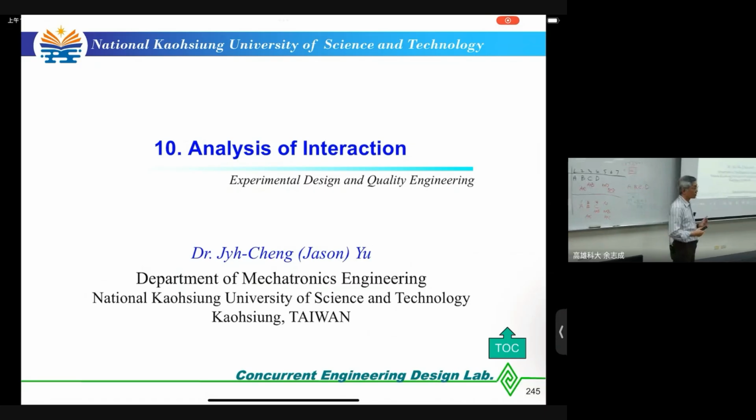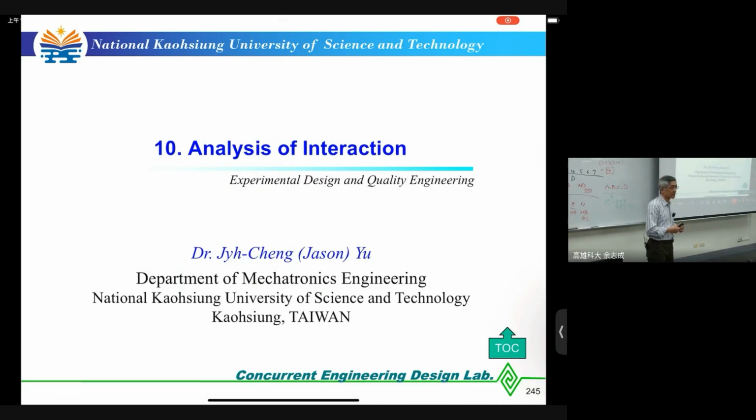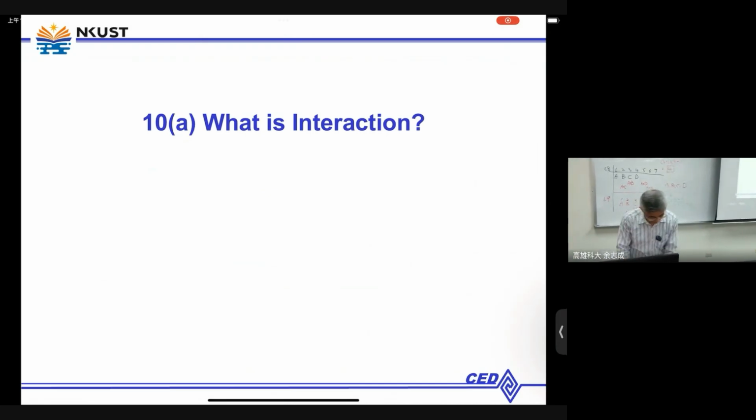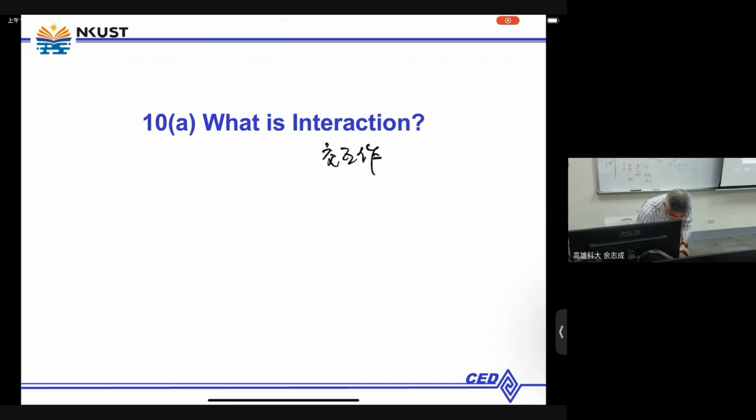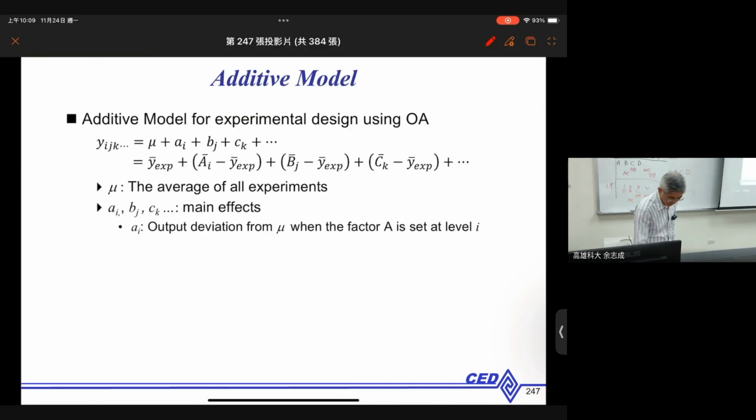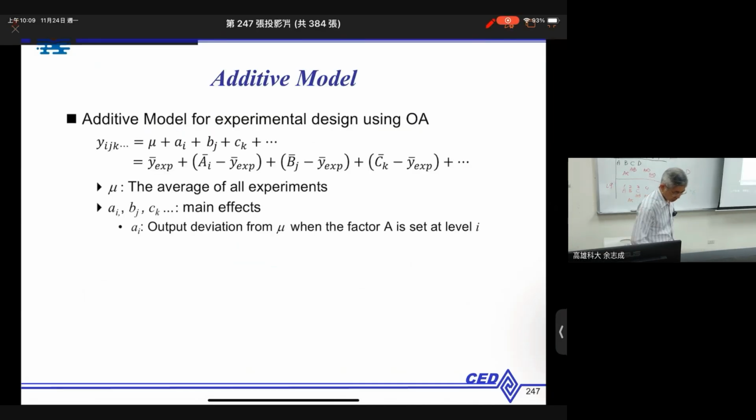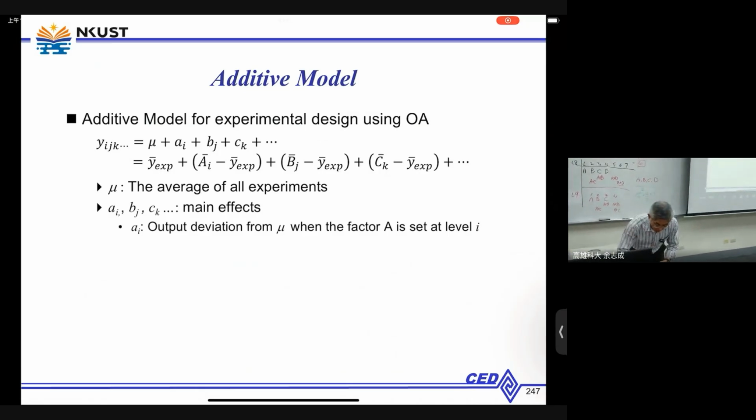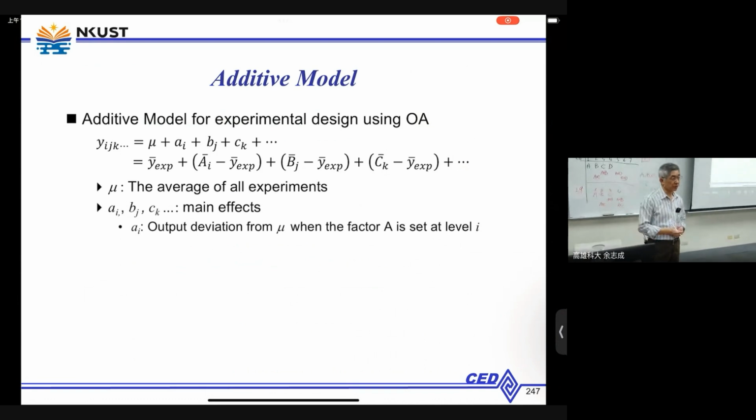So today we would like to talk about analysis of interaction. So what is interaction? I think everybody knows 交互作用. Remember in the last chapter, we talked about how we can use the additive model to predict the output of a factorial design.